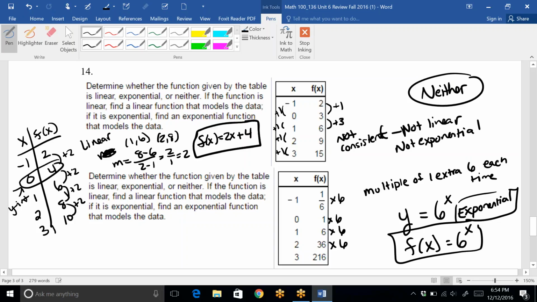So if it was a linear function, this is your y-intercept, or b, and you just need to use 2 points to get a slope. If it's exponential, you just need to figure out what they multiplied by over and over again, and raise that to the power of x. And if it's neither, you don't do anything. So if it doesn't have a consistent pattern at all, it's probably not going to be either one.